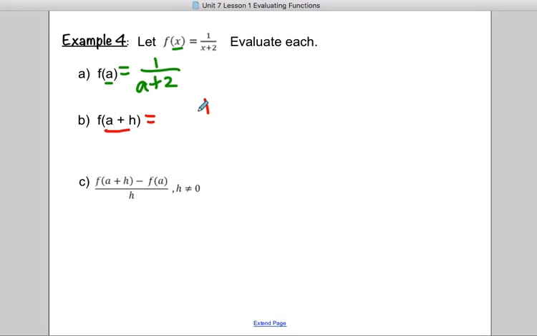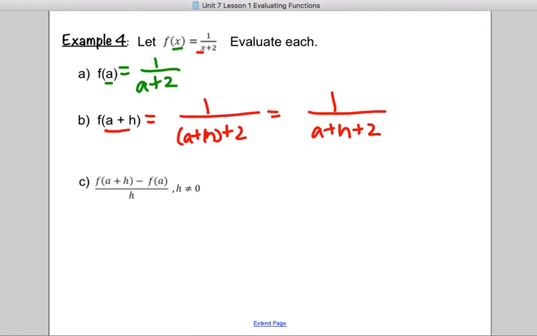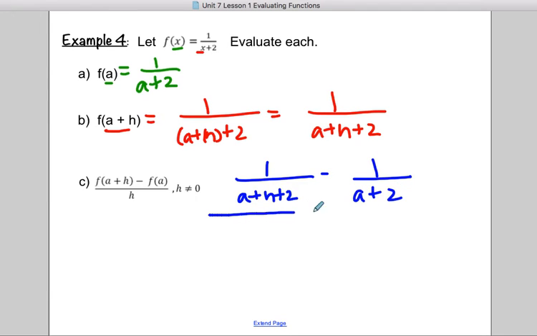So wherever there is an x, I'm going to write a plus h in the spot of this x plus 2. I can't combine any of that, so I'm just going to write it as a plus h plus 2. No parentheses are needed. And then for part c, I am taking my answers from part A and plugging them in. So f of a plus h is what I write first. So I have 1 over a plus h plus 2 minus f of a, which is 1 over a plus 2, all over h.